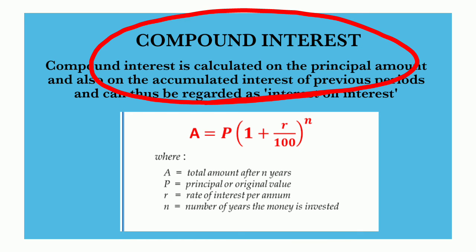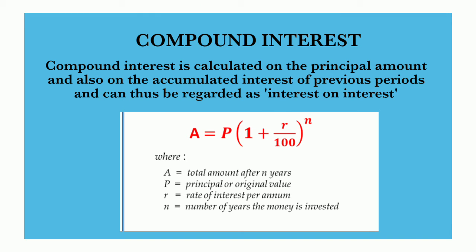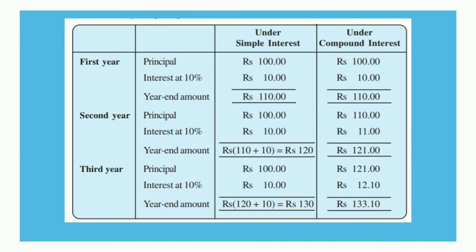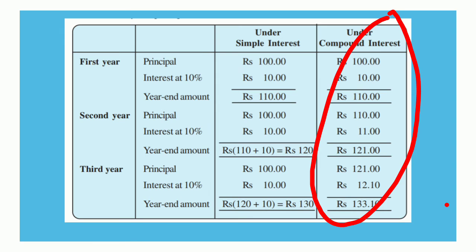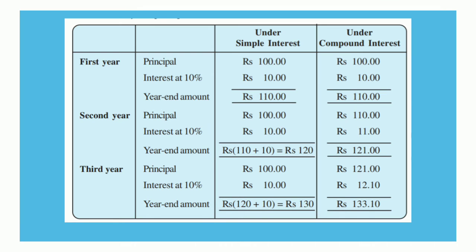What is meant by compound interest? It is calculated on the principal amount and also on the accumulated interest of previous periods, and can thus be regarded as interest on interest. In a very simple way, we can say interest is calculated by using principal and rate of interest. For example, in the first year, 100 rupees is deposited in a bank at 10 percent interest. So 10 rupees is the interest. So the year-end amount is 110 rupees. You will get 110 rupees after 1 year.